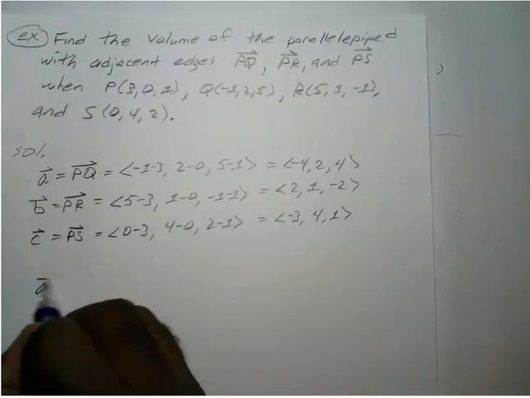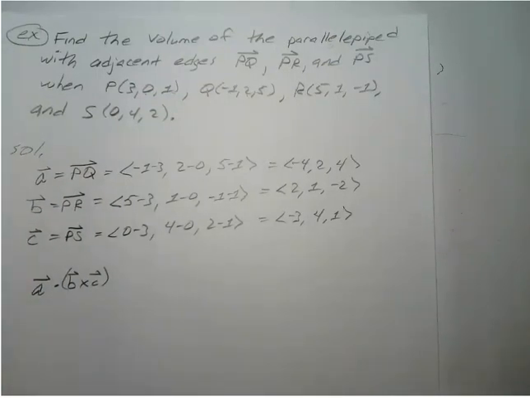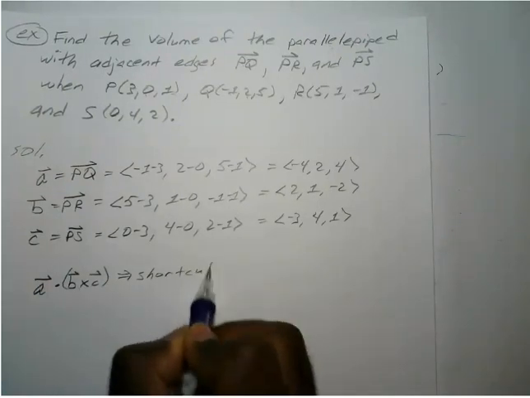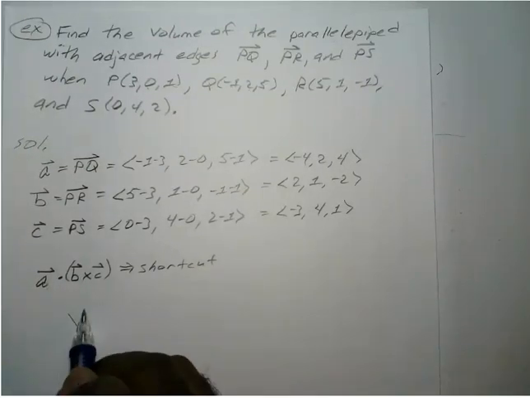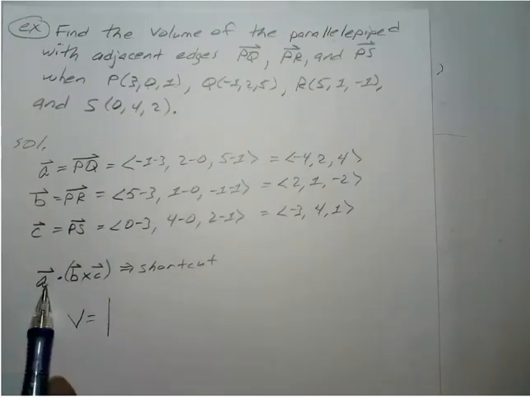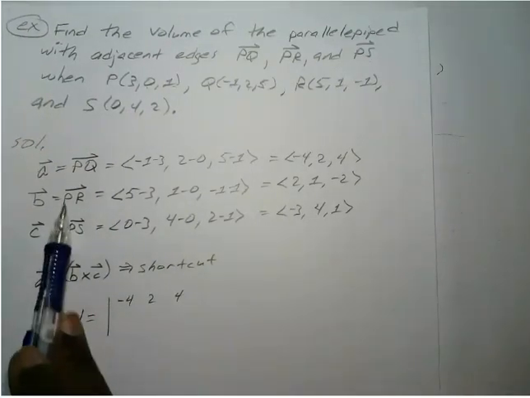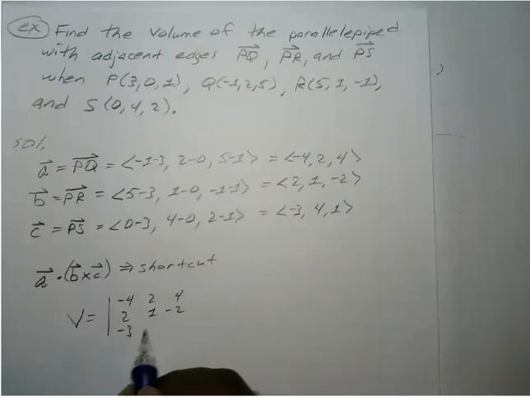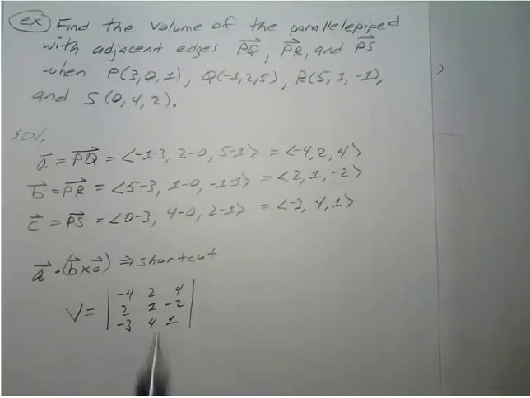Okay, so now we're going to use the formula, the dot product of the A vector and the cross product of B and C. Okay, so I'm going to show you a little bit of a shortcut using this. If you have the dot product of these two, you can actually make your volume equal to, if you put the A in the first row, you have -4, 2, 4, then your B and C in the following rows, 2, 1, -2, -3, 4, and 1. And you do it the exact same way that you did with the cross product with I, J, and K.